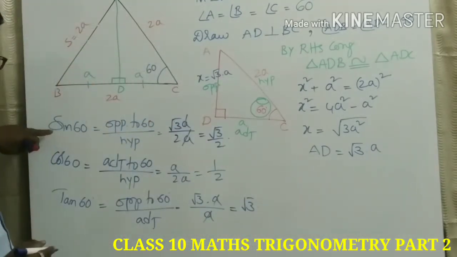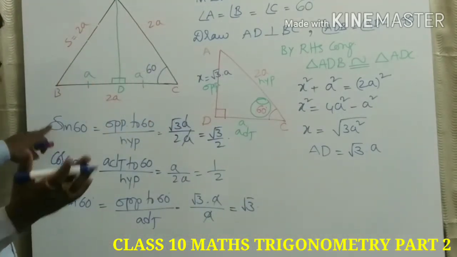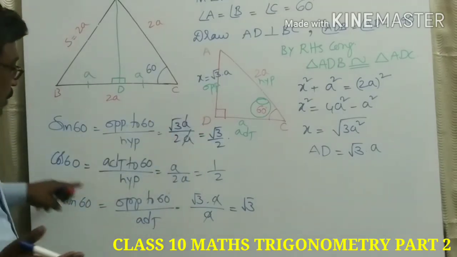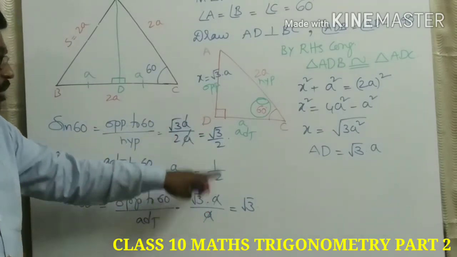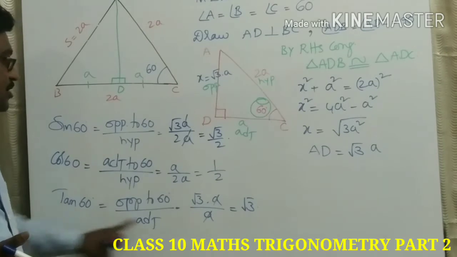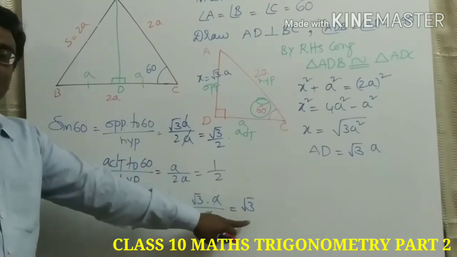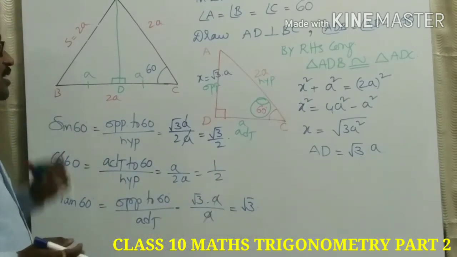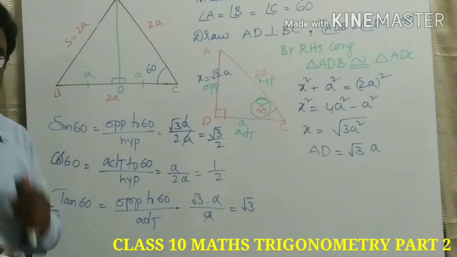In the same way, cosecant 60 is the reciprocal, 2 by root 3. Sec 60 is the reciprocal of cos 60, 2 by 1. Cot 60 is the reciprocal of tan 60, that is 1 by root 3. So this is the way to find the ratios for 60 degrees.